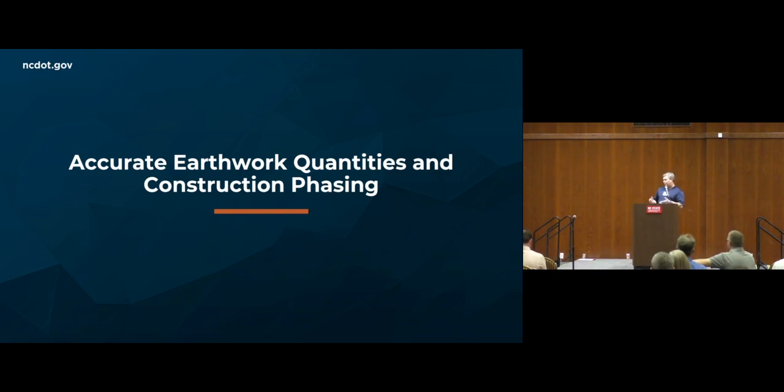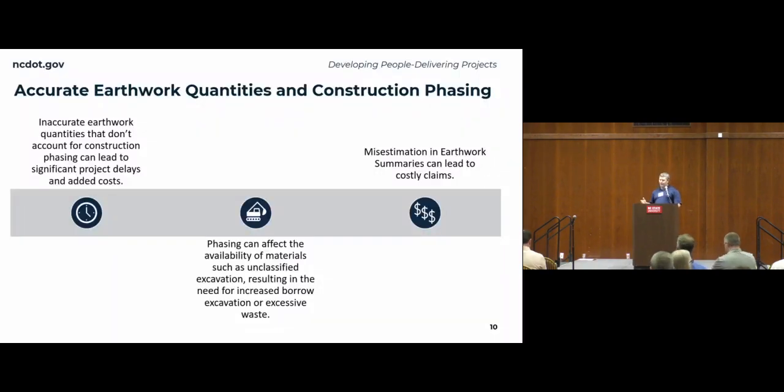I know in Division 5, where I came from and where Robert's at right now, we currently have 2 projects that are active where this has been a big issue, where the earthwork was not accounted for when it comes to the phasing of when material is going to be available. So in general, inaccurate earthwork quantities that don't account for construction phasing can lead to significant project delays and added costs. It affects the availability of materials such as unclassified excavation, resulting in the need for increased borrow excavation potentially, and also excessive waste. So misestimation in earthwork summaries can lead to costly claims.